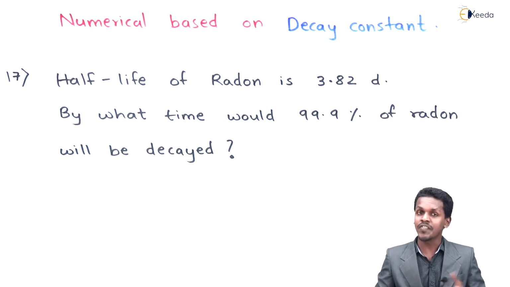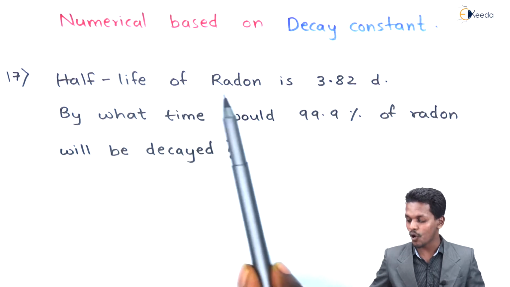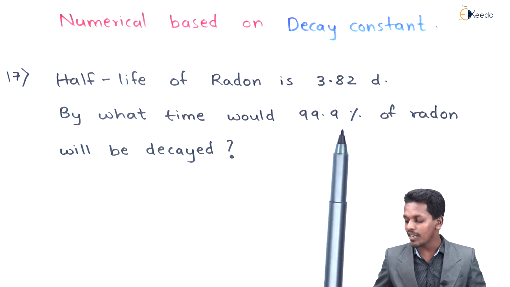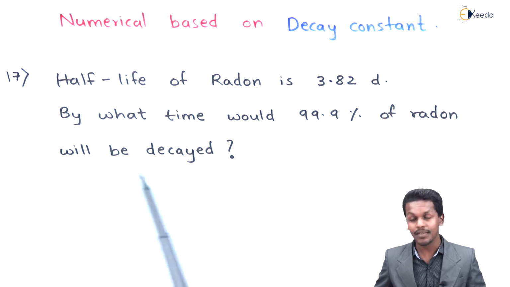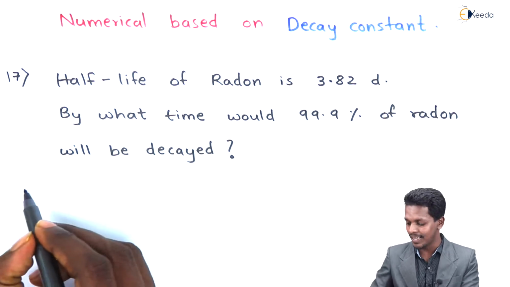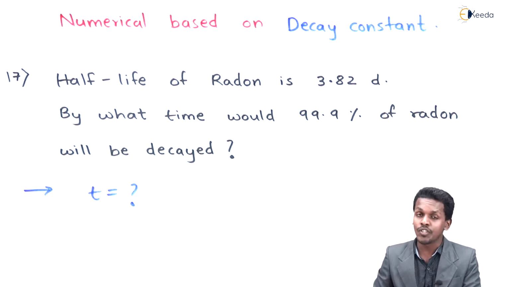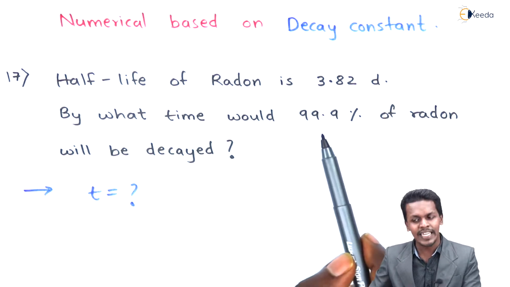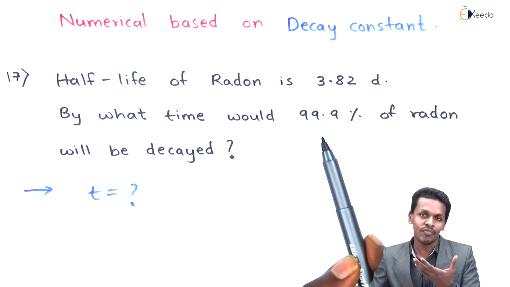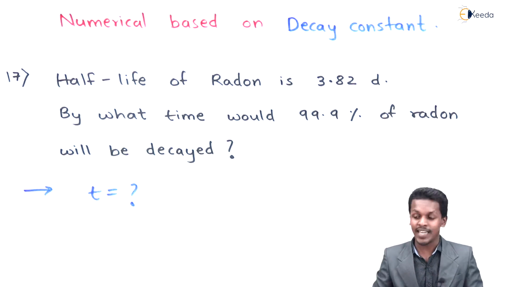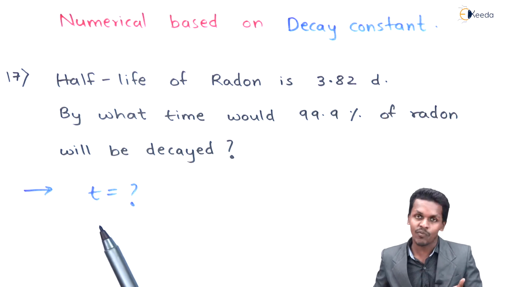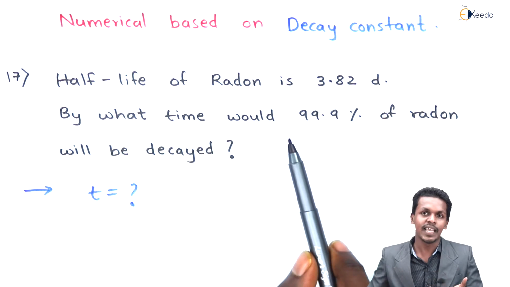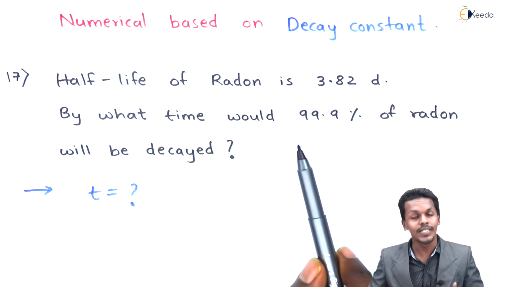So friends, the question given here is: the half-life of radon is 3.82 days. By what time would 99.9% of radon be decayed? By what time? That means they are asking about the time in which the change will occur from 100% to 0.1%. That means 99.9% of the isotope has decayed. So they are asking what time would be required to convert the radioisotope from 100% to 0.1%.